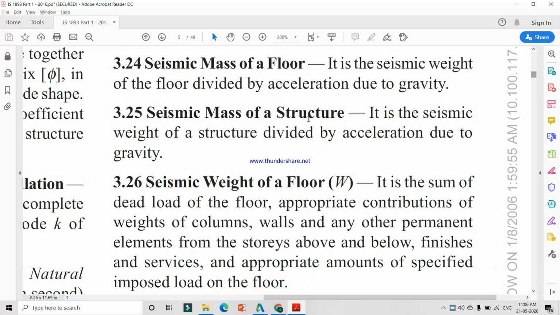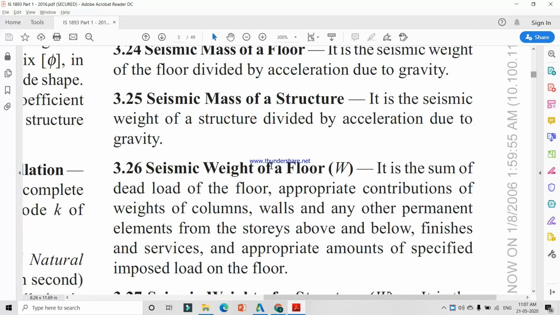The next is the seismic mass of floor. It is the seismic weight of the floor divided by the acceleration due to gravity. The acceleration value is generally 9.8 meters per second squared. We already know the value of gravity. The next is the seismic mass of structure. In the same way, it is the seismic weight of the overall structure divided by the acceleration due to gravity.